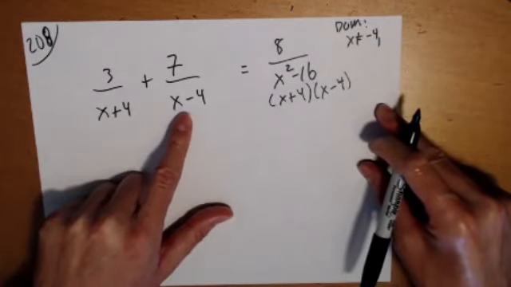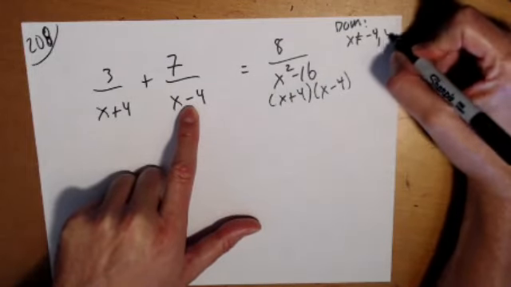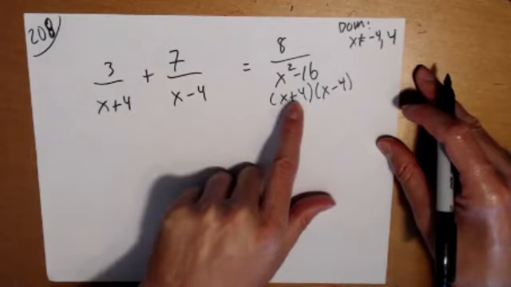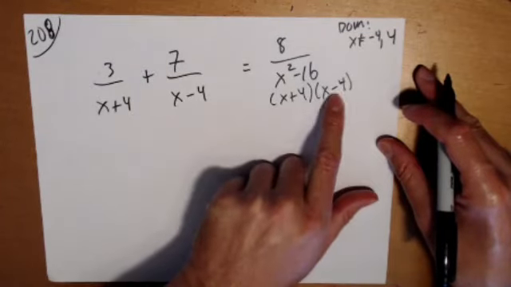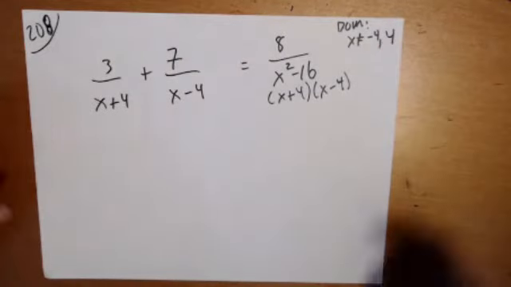If x was positive 4, that would create a 0. We don't want to divide by 0, so let's say x does not equal 4 either. And you see how each factored piece says the same thing. Make sure x is not negative 4, make sure x is not positive 4. Okay, we already said that. So here's my domain off to the side.